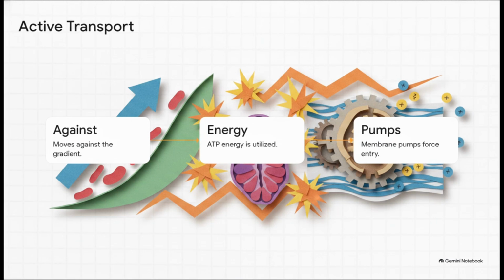Because it's an energy-dependent process, the cell actually utilizes those ATP molecules. When something needs to go against the gradient, specialized membrane pumps literally force the molecules across the boundary. The absolute poster child for this is the sodium-potassium pump. It works tirelessly, especially in our nerve cells, to actively transport ions across the membrane, maintaining that precise internal balance the cell absolutely needs to fire signals and, well, survive.